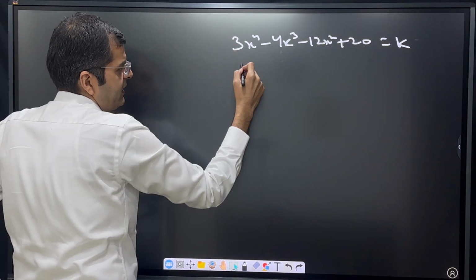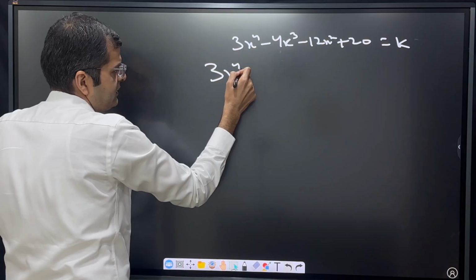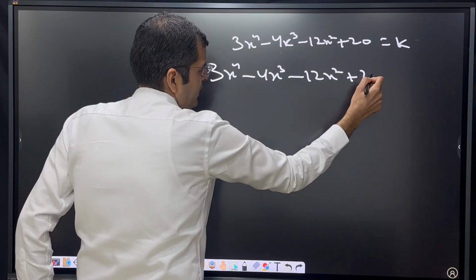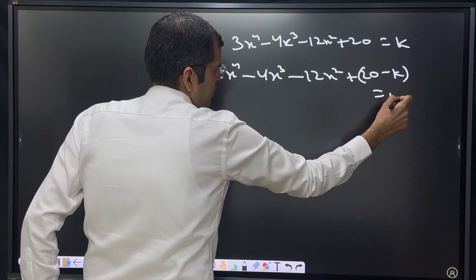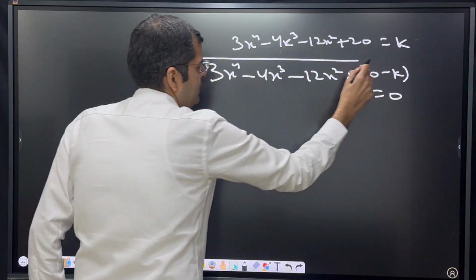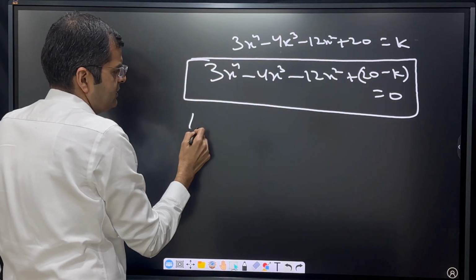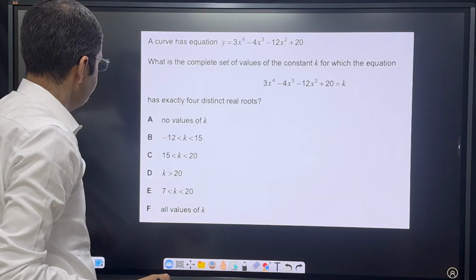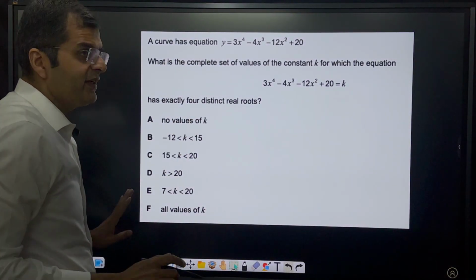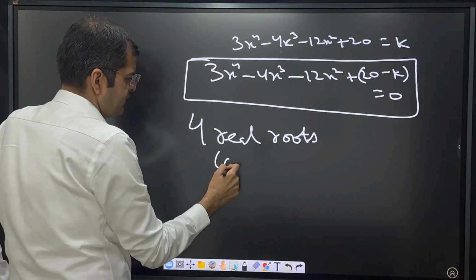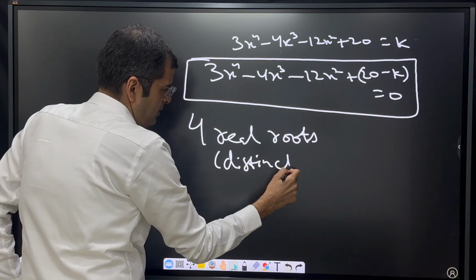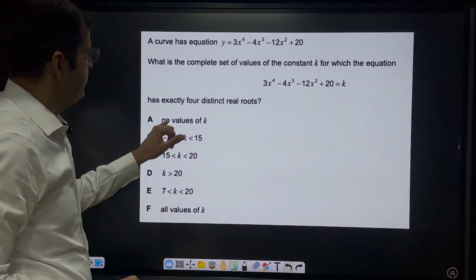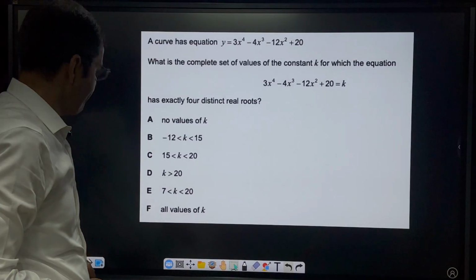I can write this as, if I take k on this side, 3 into x raised to 4 minus 4x cube minus 12x square plus 20 minus k, where 20 minus k is the constant, equal to 0. Now this equation in power 4 has 4 real roots. This is what we know. It says that it has exactly 4 distinct real roots, 4 real roots which are distinct. Now we have to find what is true for k, some range of k.